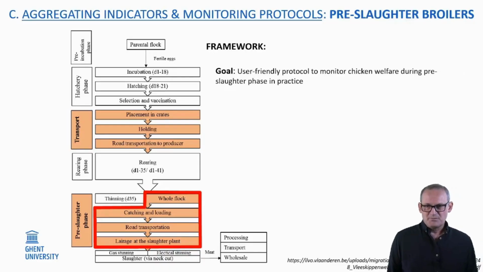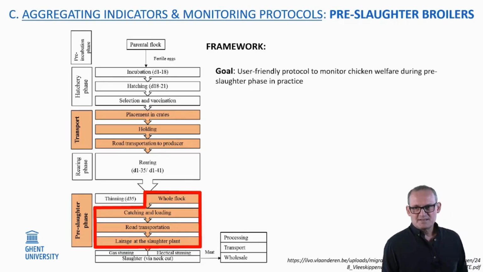So what I will finish off with is another example of how welfare indicators can be, or how a monitoring protocol can be developed in which the aggregation of different welfare indicators is a key issue. And the example I want to talk about is a monitoring tool that we developed to assess the pre-slaughter welfare of broiler chickens. I should give you some framework and some context that sets the requirements of the tool that we wanted to develop.